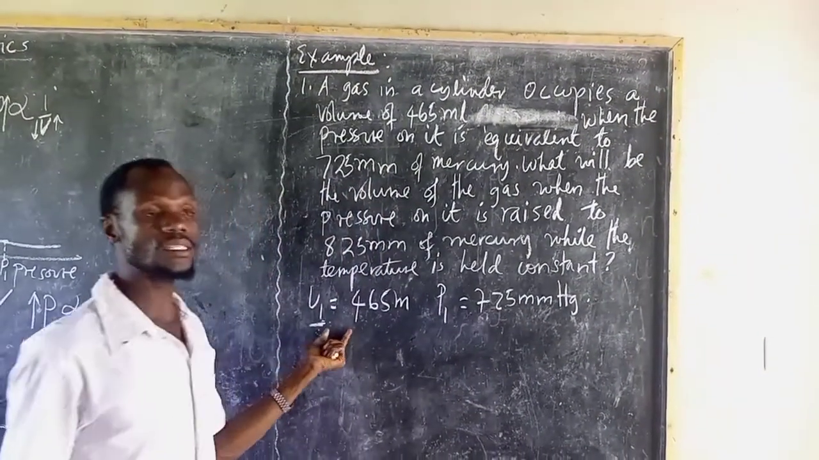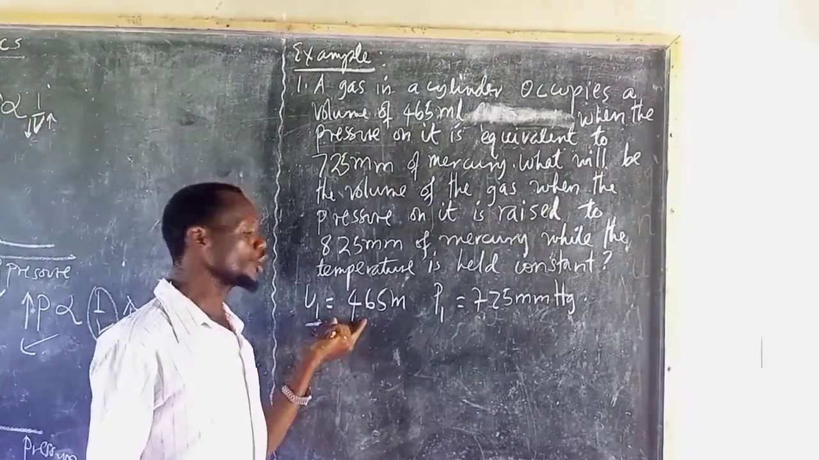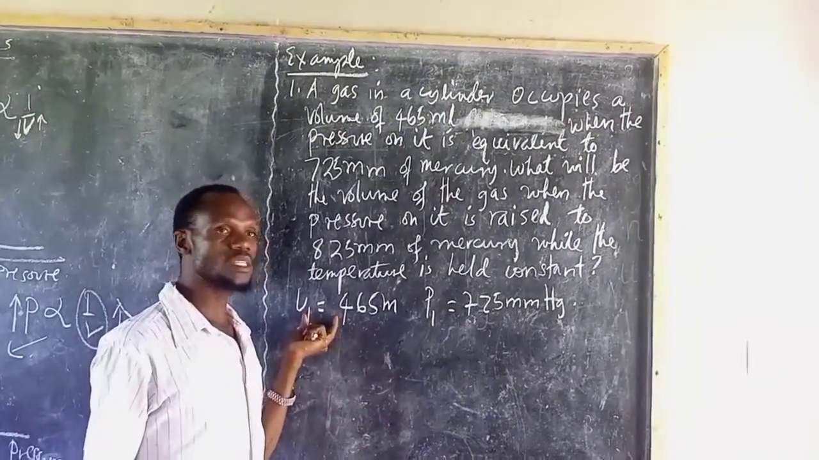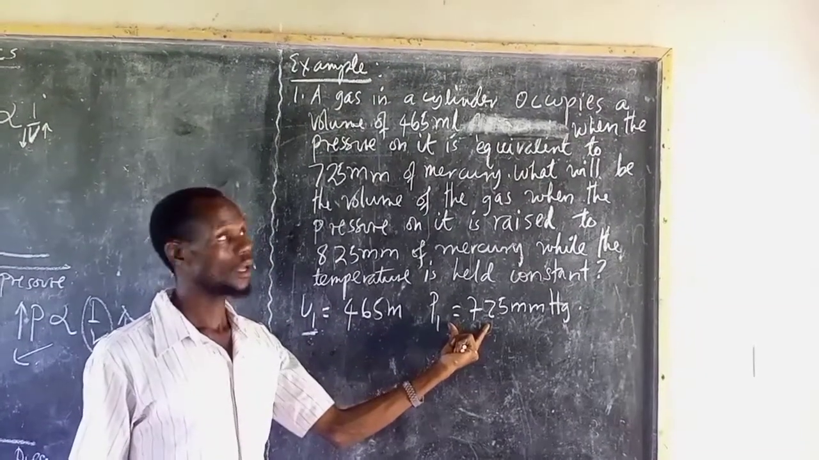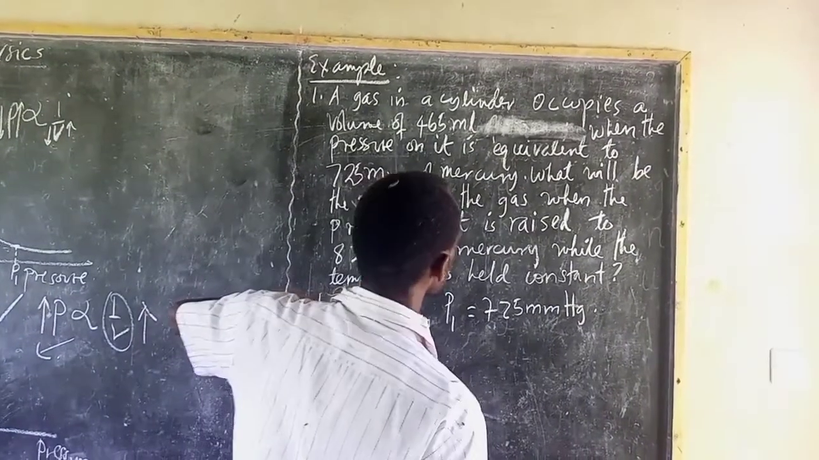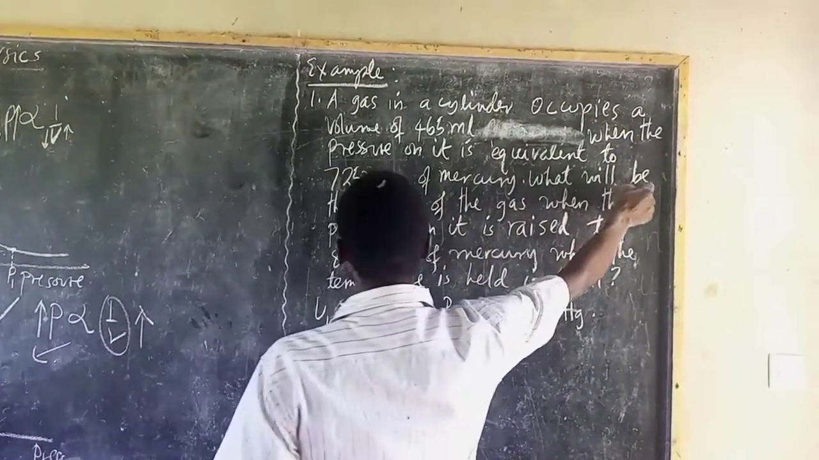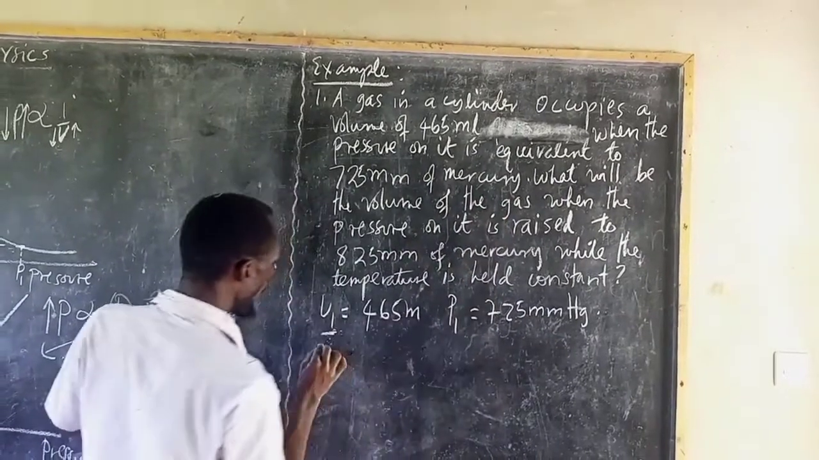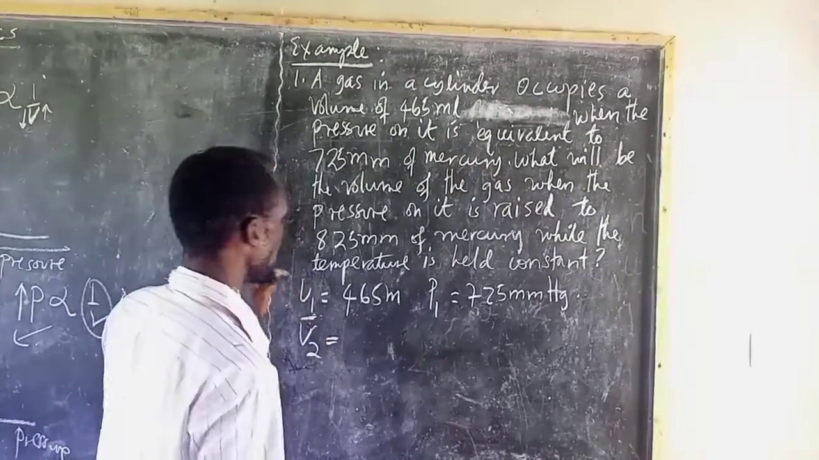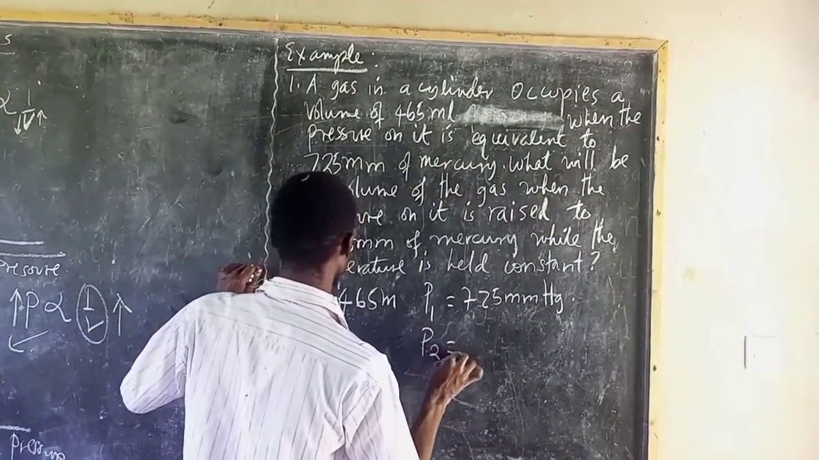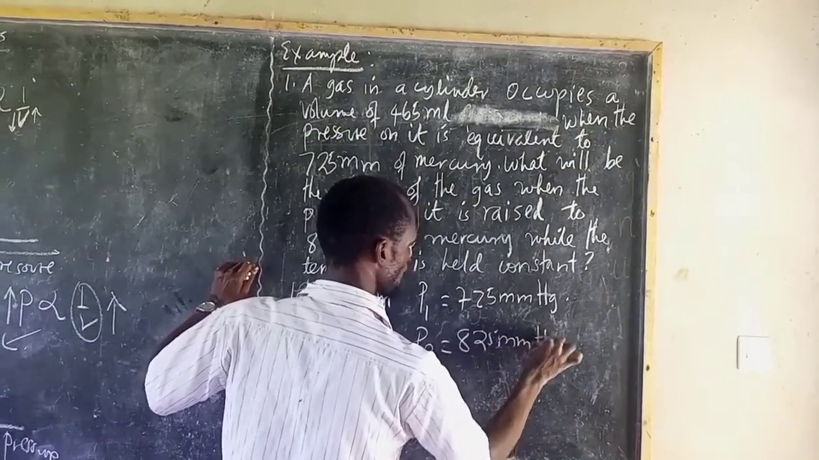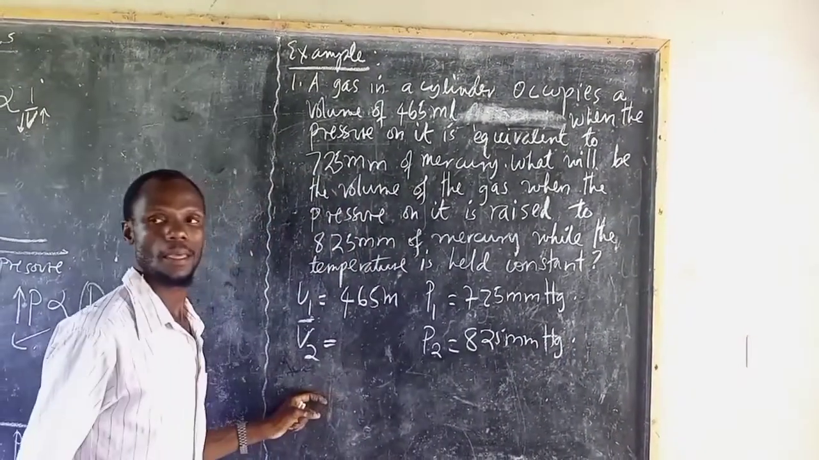As you can see, this is according to the principle. The volume was recorded smaller than the pressure. Why is it so? Because once volume is reduced, pressure is increased. Then the question is, what will be the volume of the gas, the second volume, when the pressure was recorded as 825 millimeters of mercury?